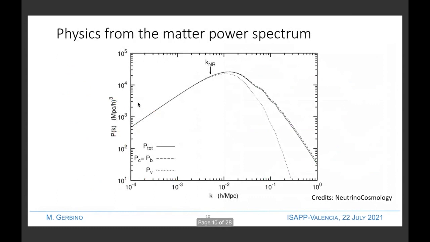Now let's move to the observational probes of the matter field. This is just a reminder of what is the object that we want to observe in this case, which is the matter power spectrum.